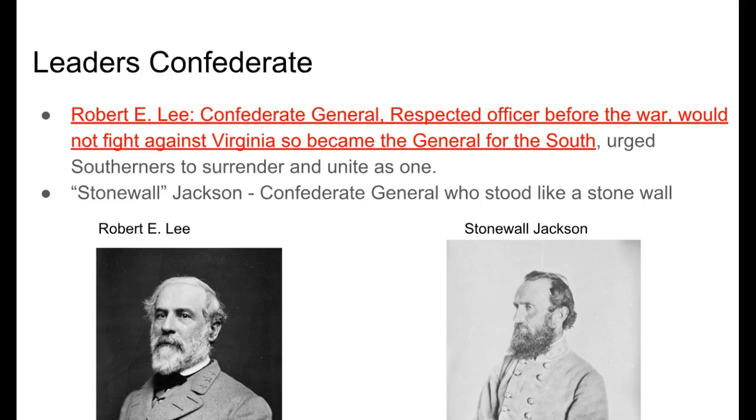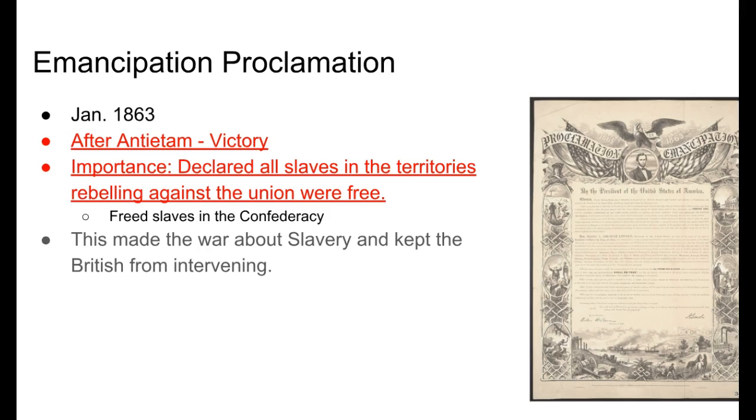Stonewall Jackson was another Confederate general, and the reason why he got his name is because he would stand like a stone wall. He was not easily intimidated.